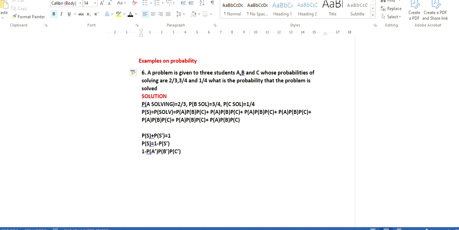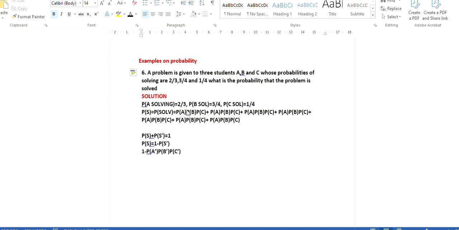So coming to problem number 6, the problem statement is there are three students A, B and C who have a probability of solving. That means A has a probability of solving 2 by 3, B 3 by 4 and C 1 by 4. What is the probability that the problem is solved? So we have to find out the probability that students A, B and C will solve the problem. I have taken probability of A solving 2 by 3, and B and C similarly.